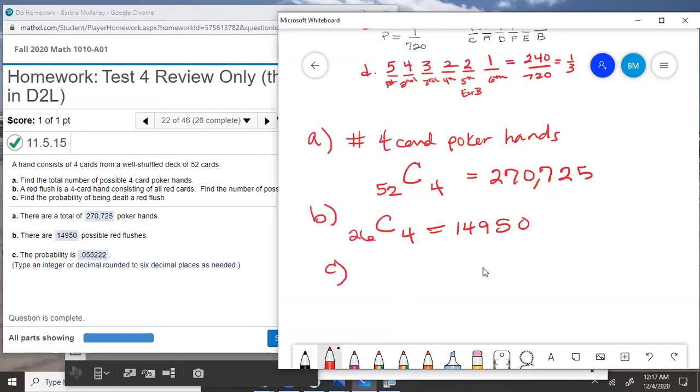In part C, find the probability of being dealt a flush. A red flush is 4 cards consisting of all red cards. We already found the number of ways that can happen. The probability is B over A, or 14950 all over 270725. And we just punch that out on our calculator.